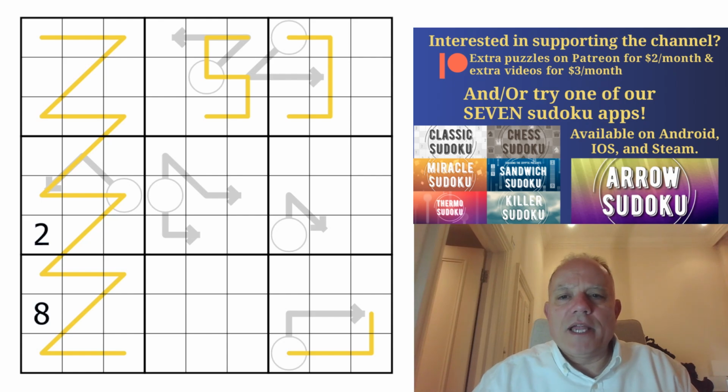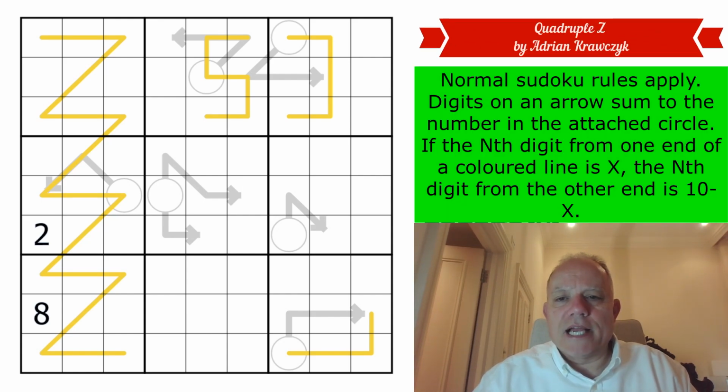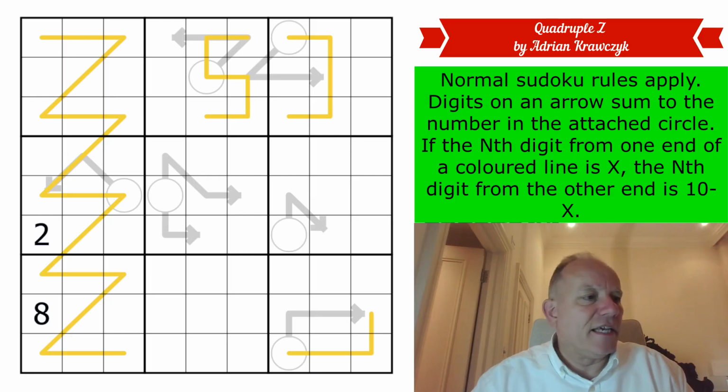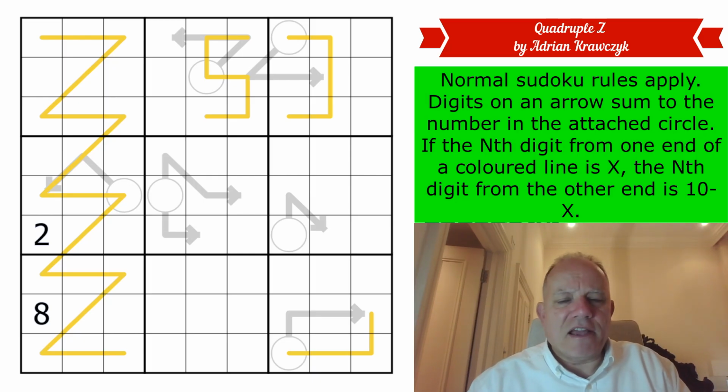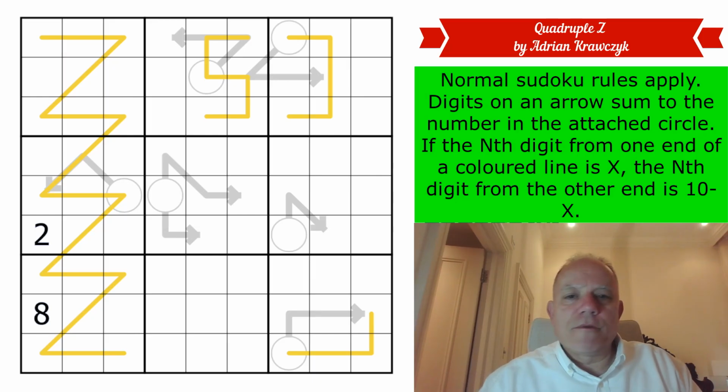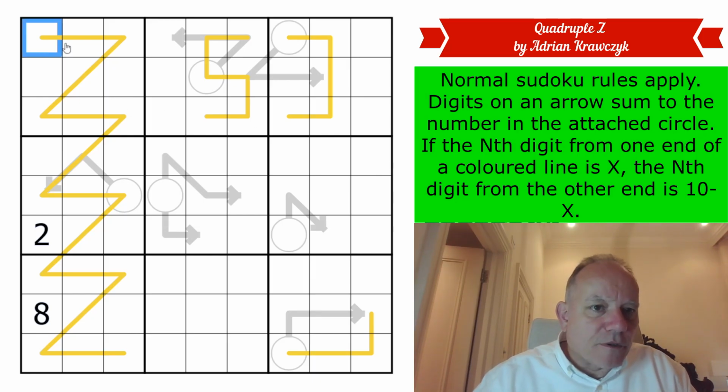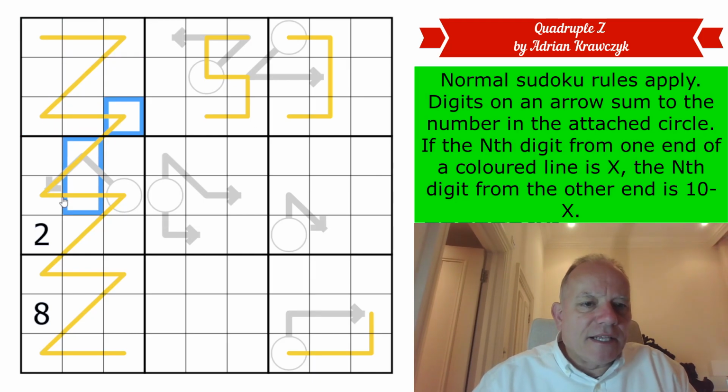But here we have quadruple Z, and apologies if that offends the ears of Americans. I know some Americans think that British people affect the pronunciation of Z, but that is literally how we say it, and Z sounds weird to us. So quadruple Z it is. You can see why it's called quadruple Z from these lines down the side.